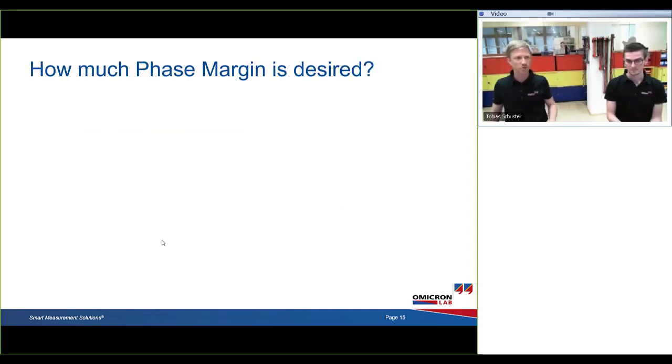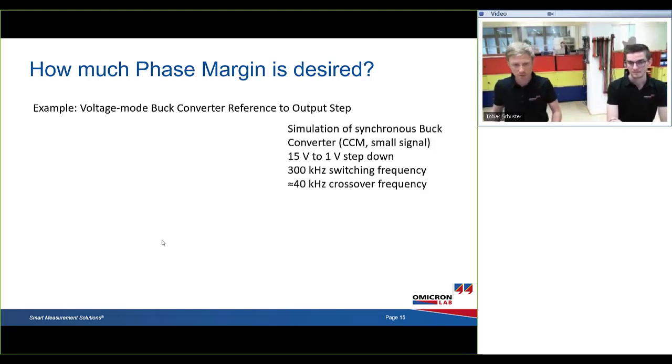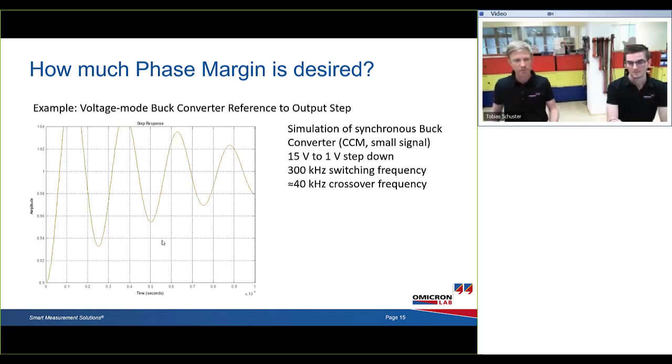I said before, we need to have more than 0 degrees of phase margin, but we probably want a little bit more. To illustrate that, we have done a simple reference to output step on a small signal model of a buck converter. It's a synchronous buck converter in continuous conduction mode, stepping down from 15 volts to 1 volt with a 300 kilohertz switching frequency, and the compensator was selected to have a 40 kilohertz crossover frequency. And then we gave it a step, and here you can see the step response.